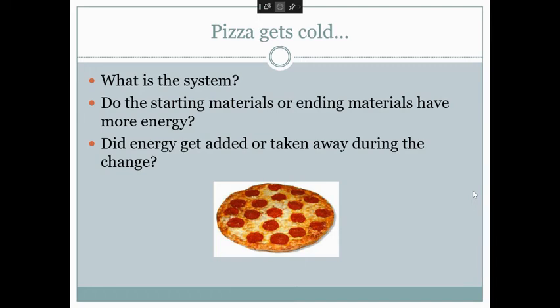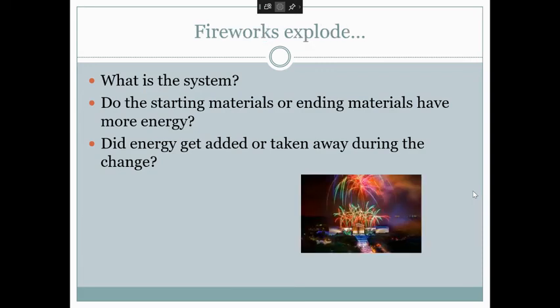How about your food getting cold when you're eating dinner? It is exothermic. And if you're helping your mom clean up after dinner, she might tell you, wait till your food cools down before you put it in the refrigerator. You don't want to put something in the refrigerator hot because they'll give all that heat off to the other food that's in your refrigerator and can actually lead to that food spoiling.